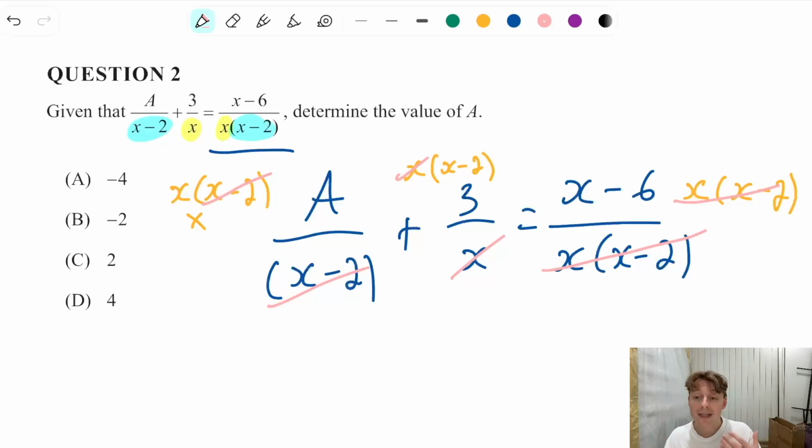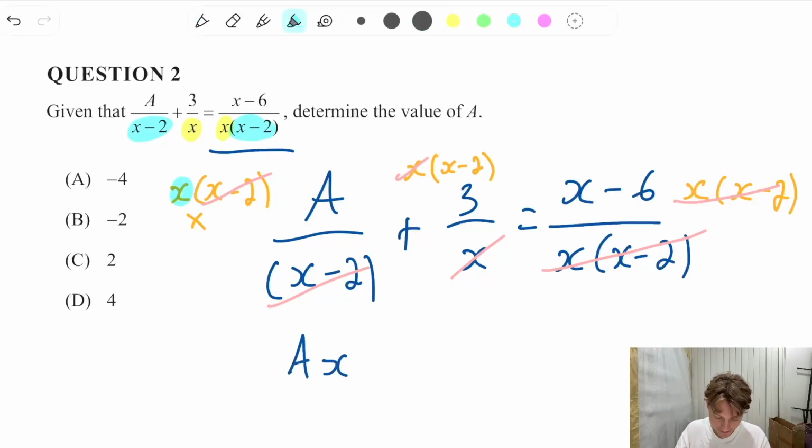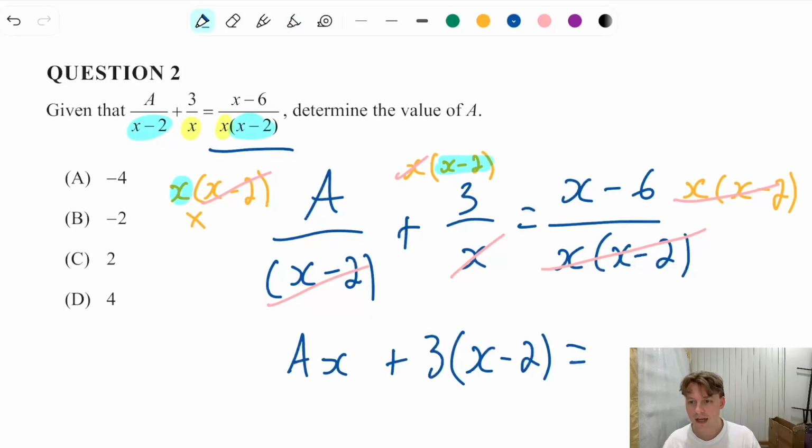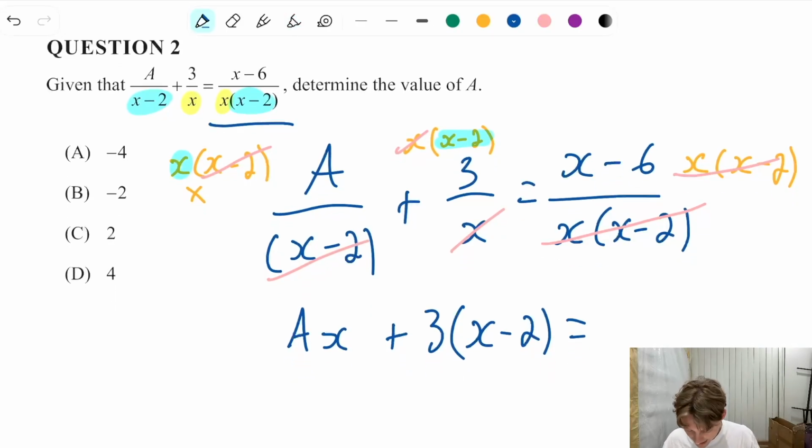With mathematics, as long as I multiply everything by the same number, it still balances, it still works. I'm not breaking maths. This is 100% legal to do. So what I wind up with is a multiplied by x, that's this little part here. I get plus 3 multiplied by x minus 2, the part remaining here. And my right hand side, and I'll scroll down a little bit so you can see, is simply x minus 6.